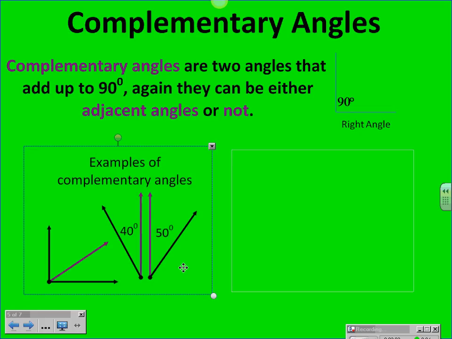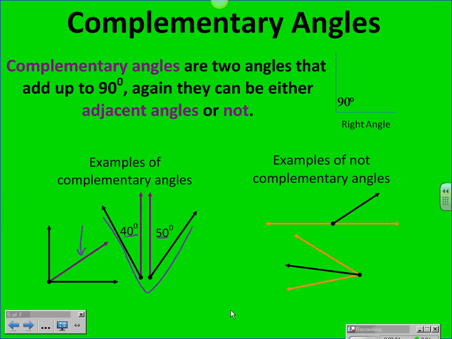These are examples of complementary angles because they have this right angle, and it's 40 degrees and 50 degrees, which add up to 90 degrees. This is an example of an adjacent angle as well, because it still shows that it shares this common side.